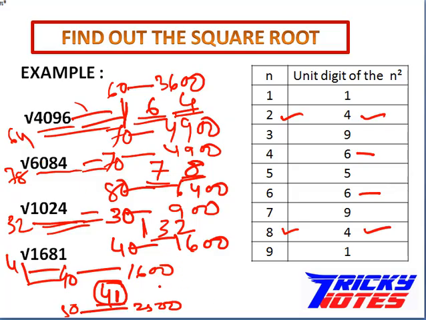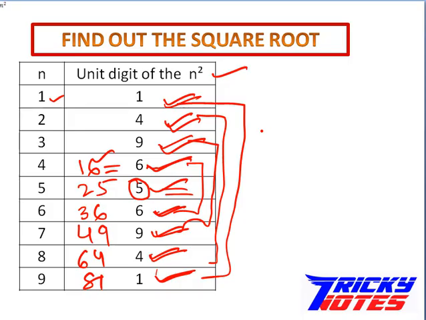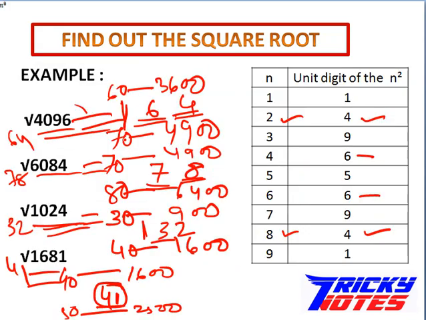Friends, if you have any doubt, please watch the video once again. You can understand completely. Remember this trick. Remember this box, the unit digits of the squares of the numbers from 1 to 9. Then you can easily solve these kinds of questions.